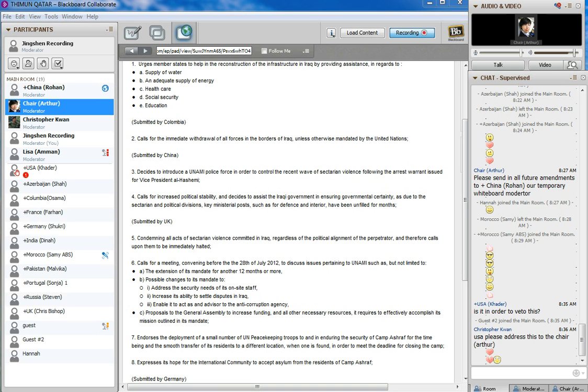The pad that I am on has only the delegate of Colombia's clause, and I cannot see anything else. If delegates are having problems viewing the pad, there's a big time slider on top of the pad, and if you drag the slider to the right, you'll see the current version, which has all the amendments from China, UK, Germany, France, USA, and Russia.